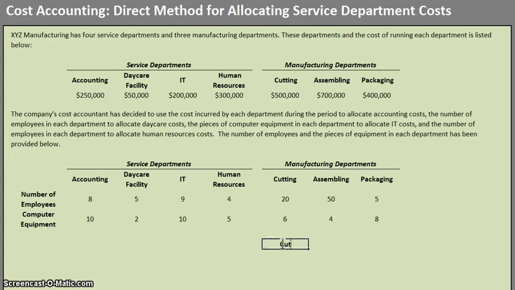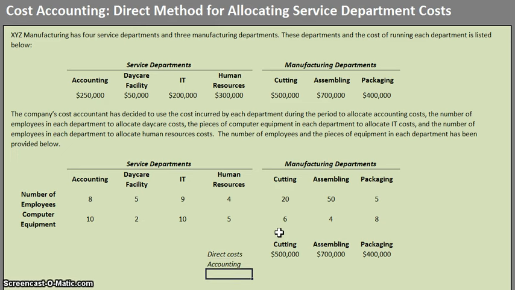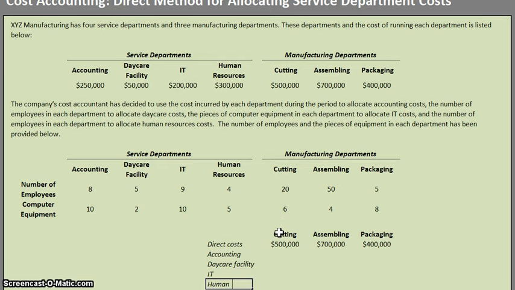So for our 3 manufacturing departments, cutting, assembling, and packaging, we have a few costs that we want to allocate to each one. So they're going to have their direct costs, and we'll plug those in right now. So cutting automatically has $500,000. Assembling has $700,000, packaging $400,000, and those are simply the costs that were incurred within those individual departments. But then we're also going to allocate the support department costs. So we're going to allocate accounting's cost, the daycare facility, the cost of IT, and the cost of human resources.